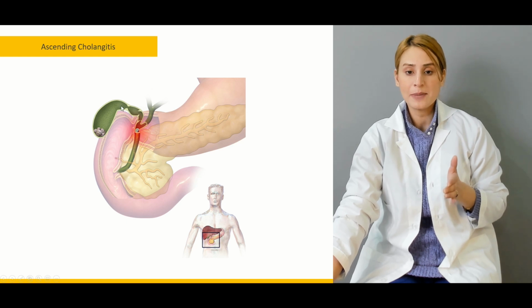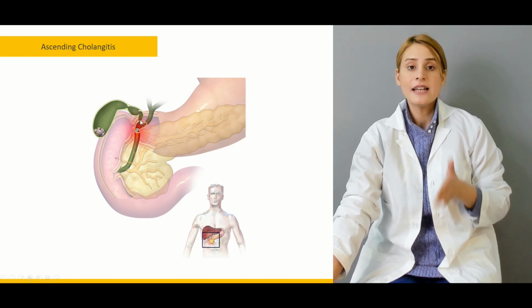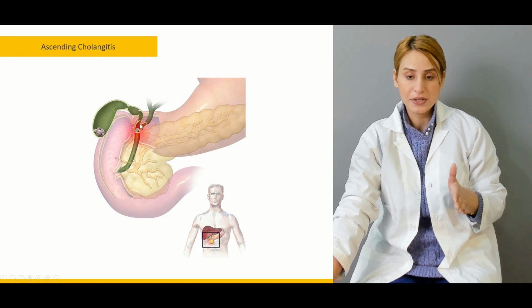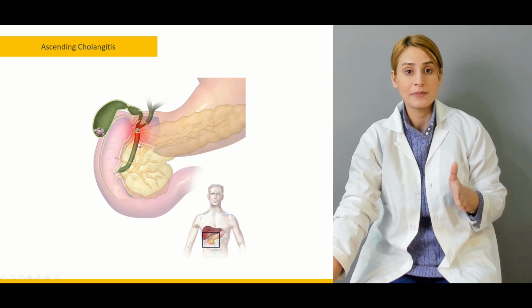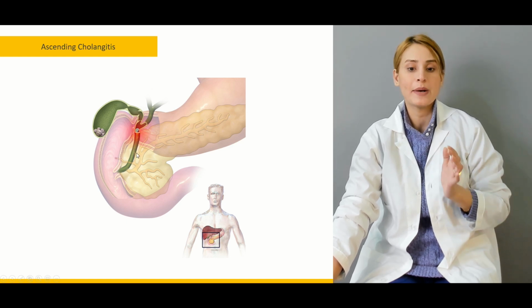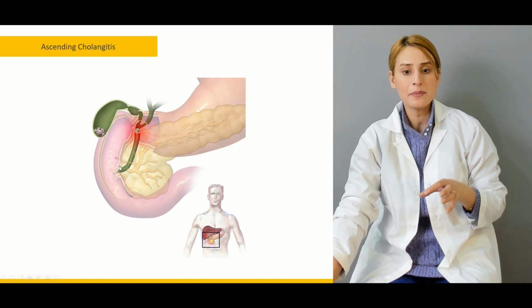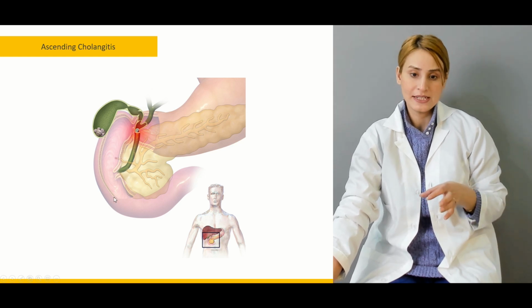So actually what happens is that this is the cystic duct. The cystic duct combines with this, which is the common hepatic duct, and they combine together and form the common bile duct. And then the common bile duct, along with the main pancreatic duct, opens into the second part of the duodenum, which is this.